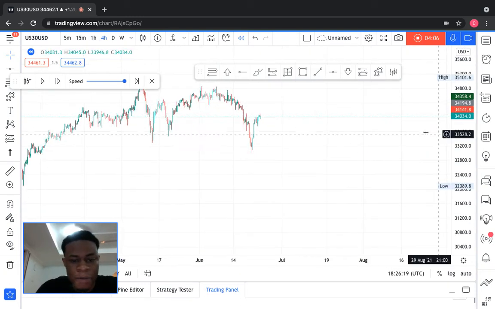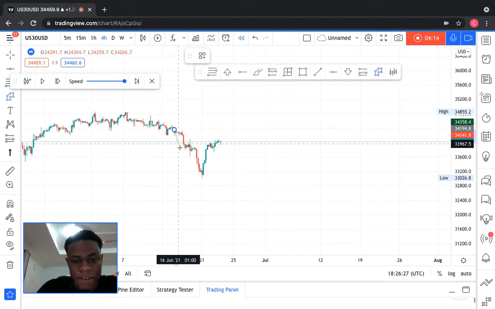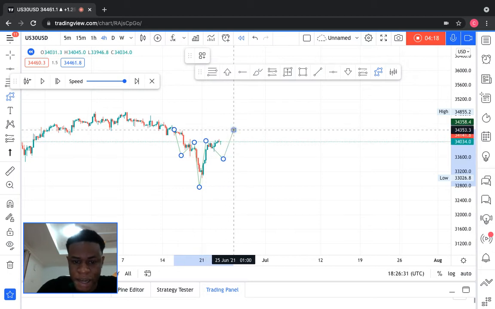So right now I'm on my 4 hour chart. I can see a beautiful pattern already being formulated. This is an inverse head and shoulders pattern, which is also a reversal pattern. Get me?